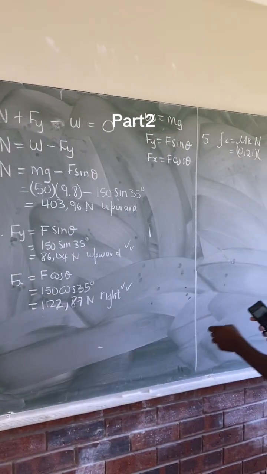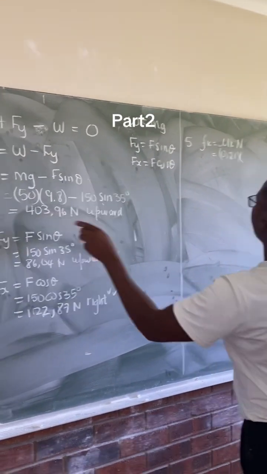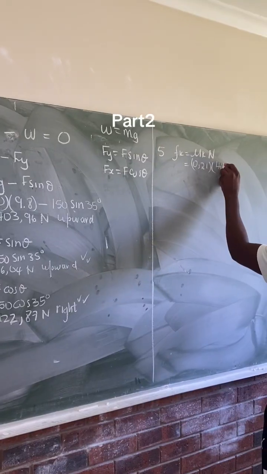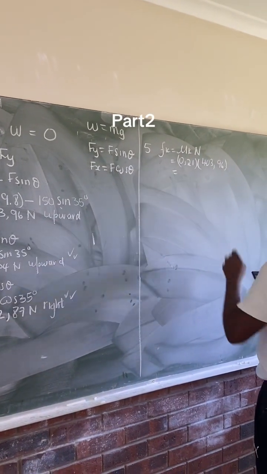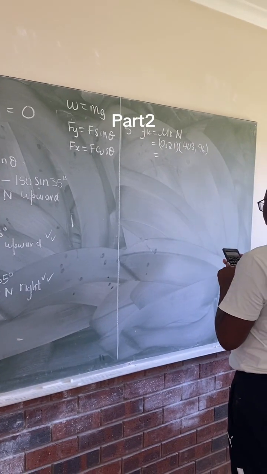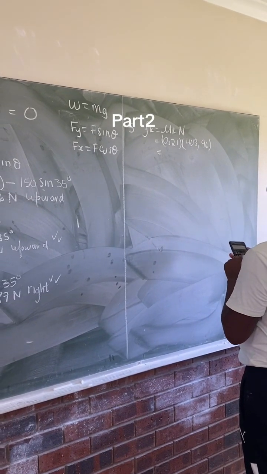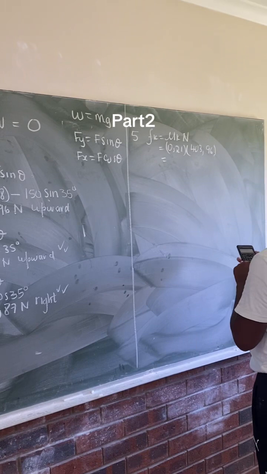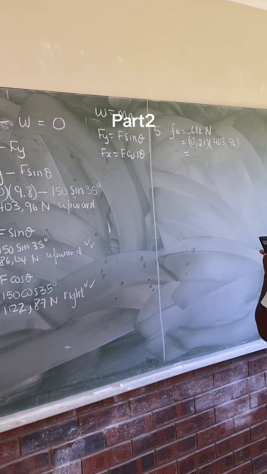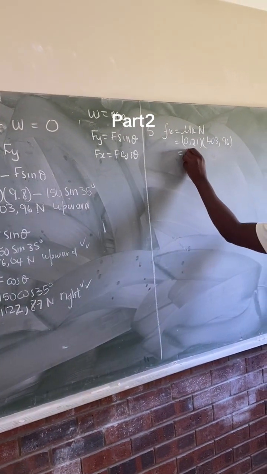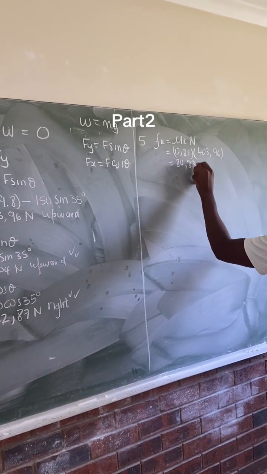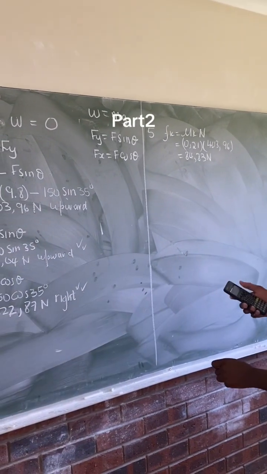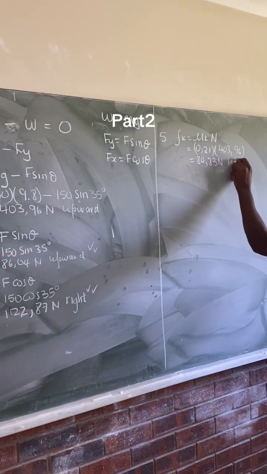We've calculated the normal force over there to be 403,96. What would be the frictional force? 0,21 times 403,96. So I get my frictional force to be 84,83 Newton. Direction is left.